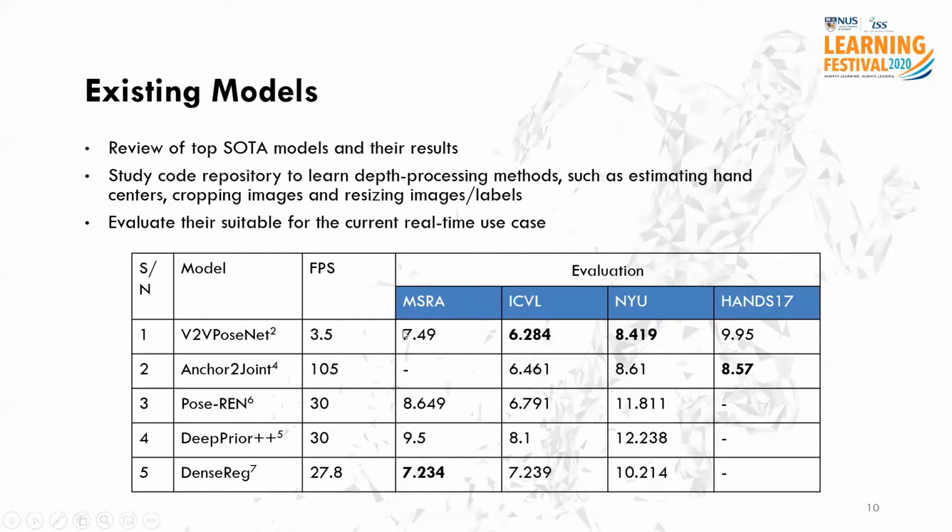So for the existing models that have been proposed, most of them have also provided their code as open source repositories, which were also useful when developing the data pipelines for our use case. As for the model performance, they also vary across different benchmark datasets. For example, the V2V PoseNet actually performs well on the ICVL and NYU datasets, but not as well as the dense regression for the MSRA dataset.